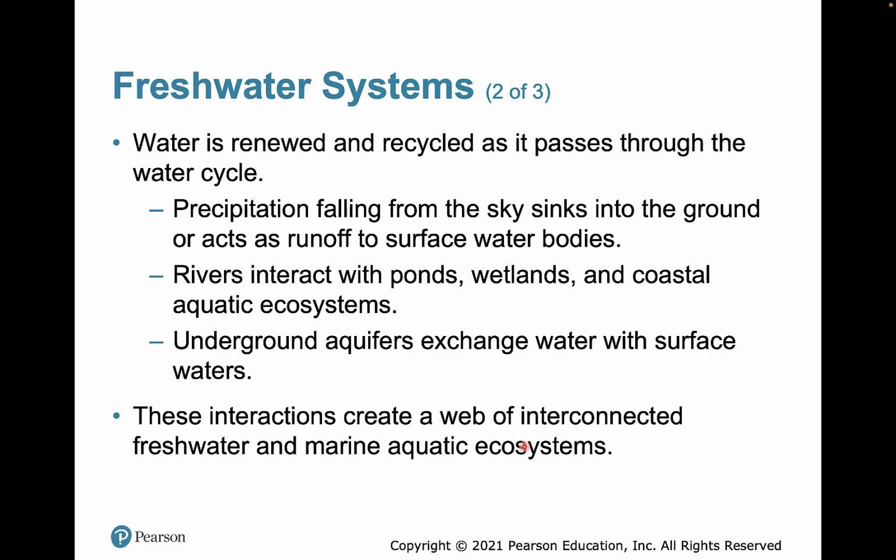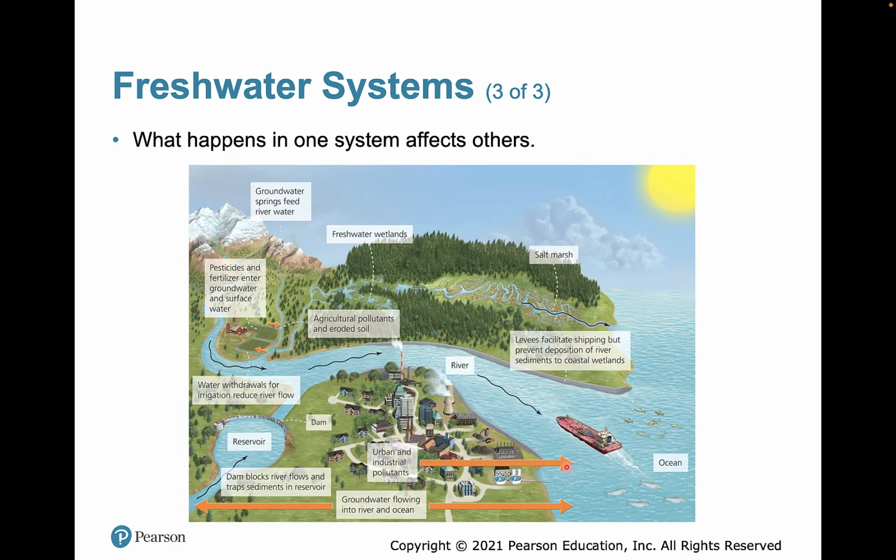Okay, we talked about the water cycle in a previous chapter, so we're not going to dwell on that too much. The fact that water cycles through these different parts of the water cycle creates interconnected freshwater and marine aquatic ecosystems. This is really kind of important. What happens in one system affects another, okay? So you've got pesticide that's making its way into groundwater and surface water, and fertilizer, which is then going to change the composition of the river or the wetlands or any of it. All of the water is intertwined.